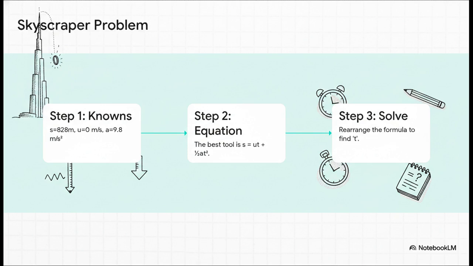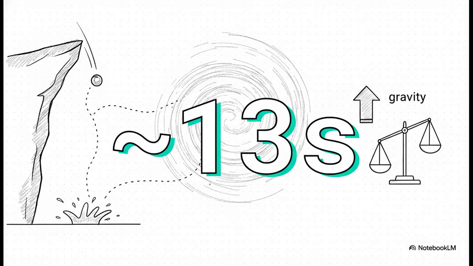Step 2, choose the equation. Just like with our car problem, the perfect tool for this job is s equals ut plus half at squared. Which brings us to step 3. We'll just need to do a little algebra to rearrange the formula and solve for our unknown, t. We plug in the numbers, we rearrange that formula to solve for time, and we get our answer. Just about 13 seconds. Just think about that for a second. An object falling almost a full kilometer, and it only takes 13 seconds to get to the bottom. That is the incredible, relentless power of gravity, all revealed with one simple equation.